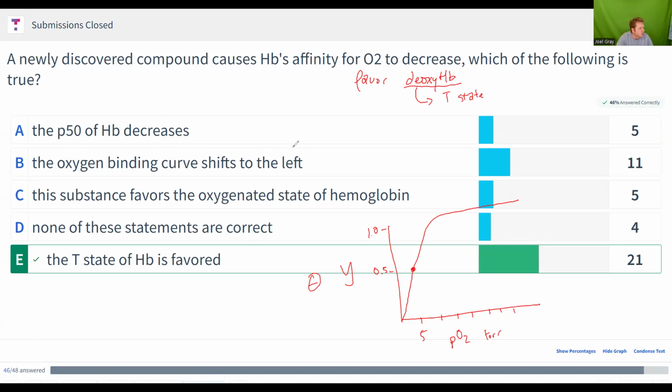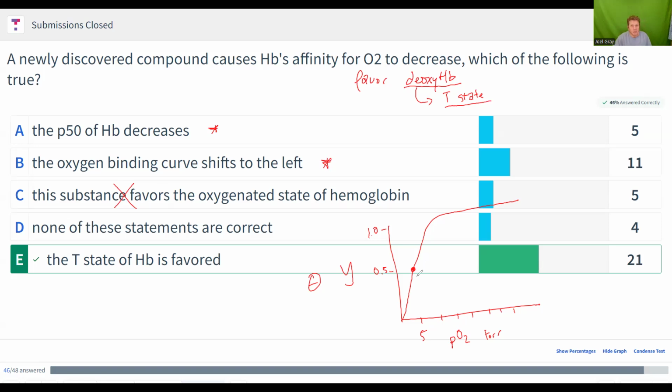And so that is going to dismiss answer option C. We're going to favor the T state by virtue of favoring the deoxy form. Okay, so there's that. But then what about these two answers here? The P50 of hemoglobin decreases and the oxygen binding curve shifts to the left. I want you to be able to see these answer options and understand that they mean the same thing. They look like they mean something different, but they actually mean the same thing.